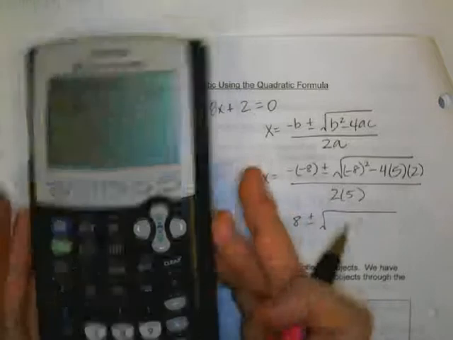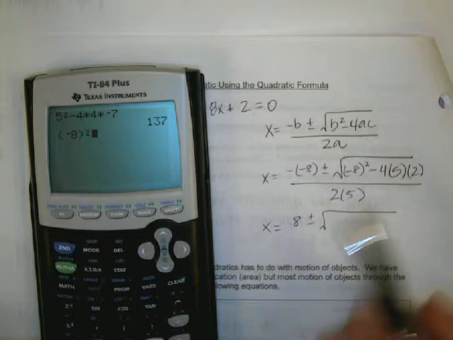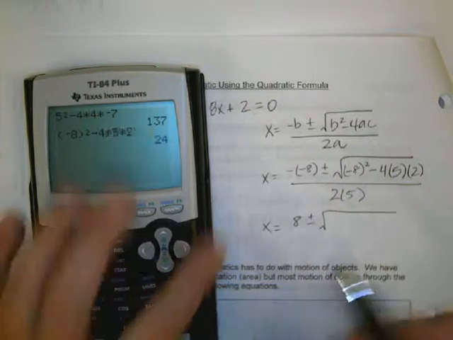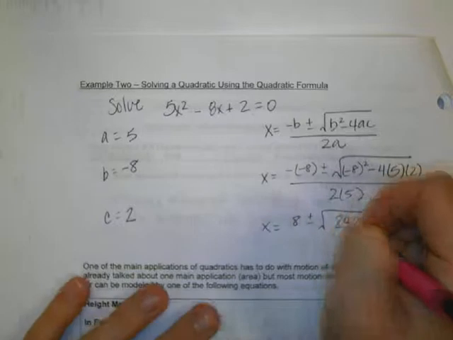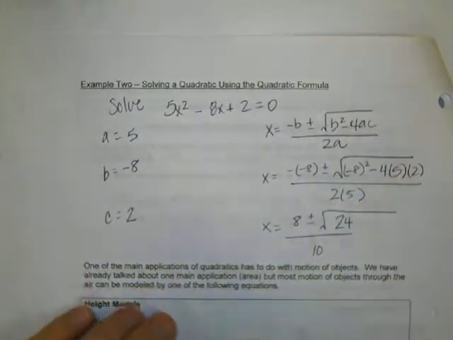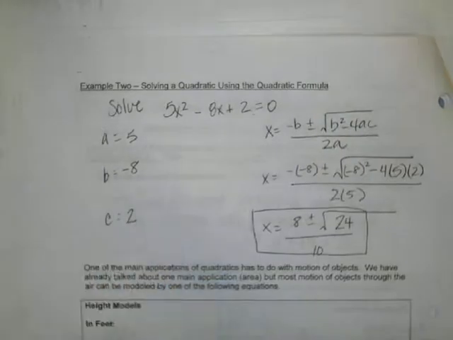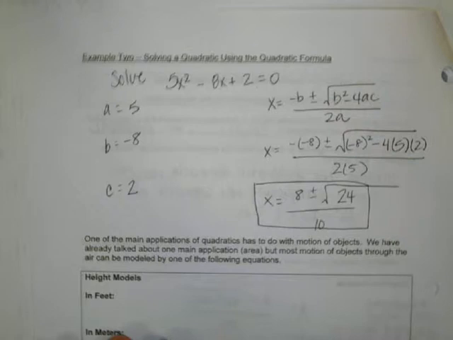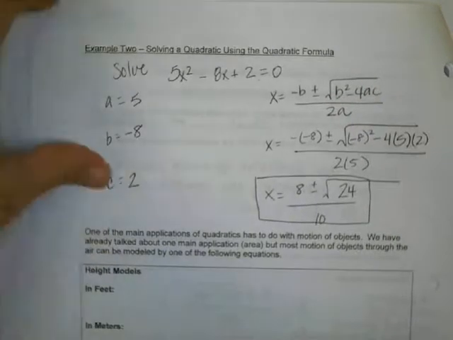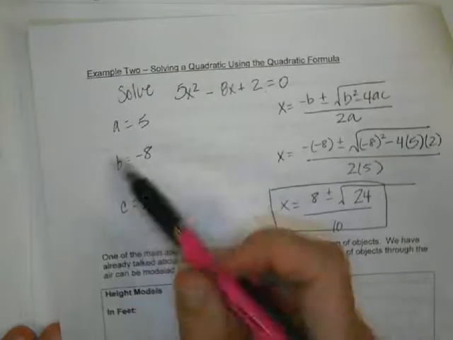When you put in a negative number and square it in your calculator, you need to make sure you have parentheses around it. And then we're going to subtract 4 times 5 times 2, and I end up getting 24 over 10. And then I'm just going to have you leave it like that, because 24 doesn't have a nice square root. Alright, and that's where we're going to stop in this video, at least, for S4.